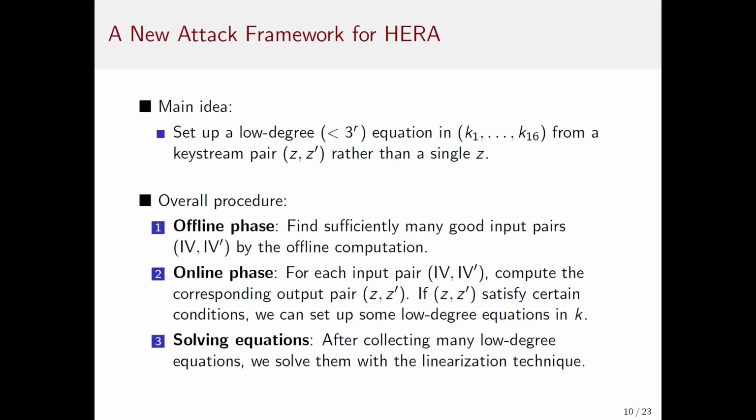The overall procedure is composed of 3 phases: the offline phase, the online phase, and the phase to solve equations. In the offline phase, we will collect many sufficiently good IV pairs. In the online phase, for each good IV pair, we get the corresponding keystream pair. If the keystream pair satisfies certain conditions, we can set up a low degree equation. Then after collecting many such equations, we solve them with the linearization technique, that is, simply run Gaussian elimination.